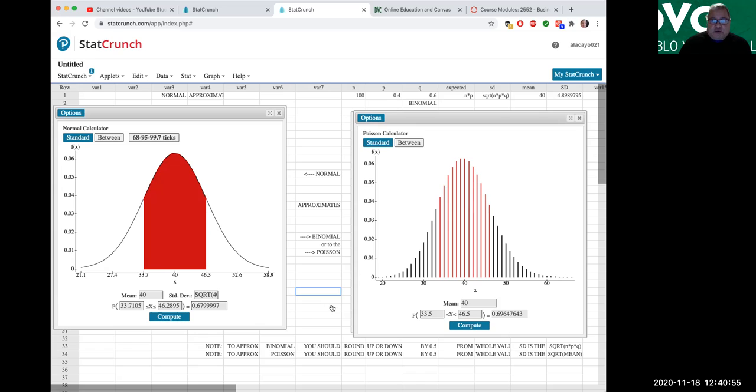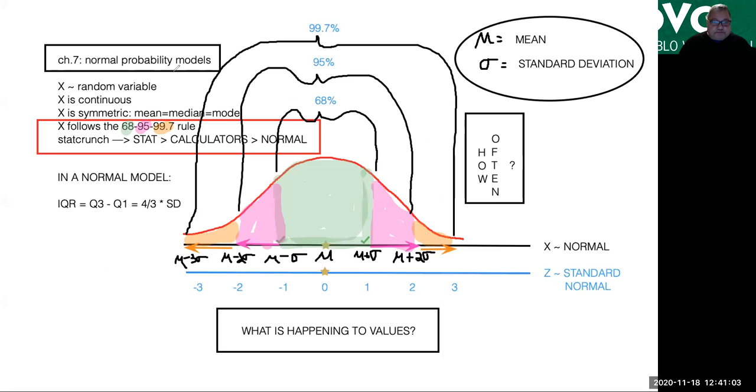So let's go ahead now that we have looked at this StatCrunch activity. Let's go back to sharing the whiteboard. We're going to do 3 problems in this video. Problem 1 is a binomial probability that is approximated with a normal model.